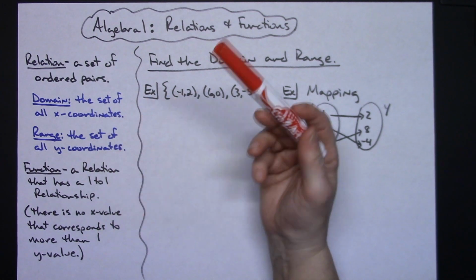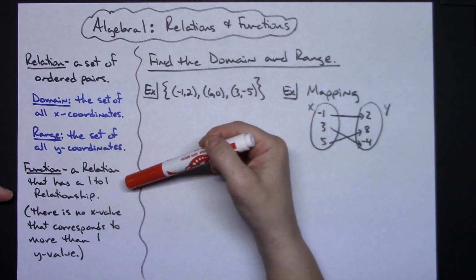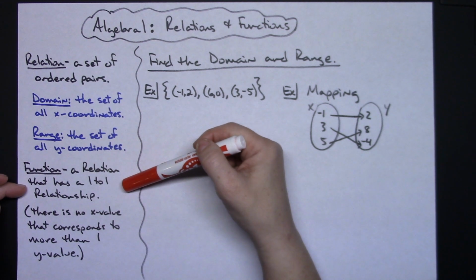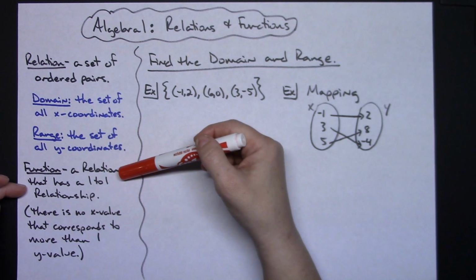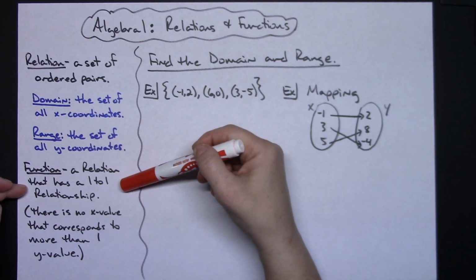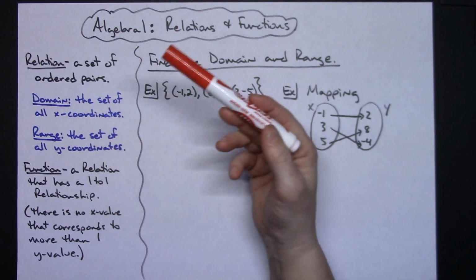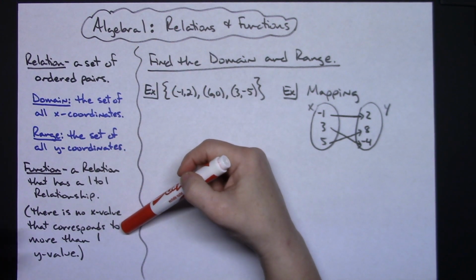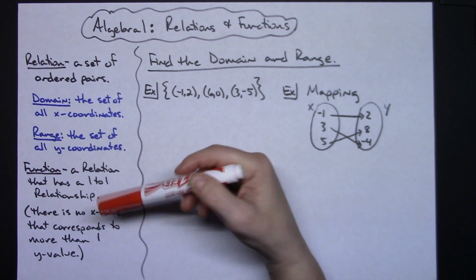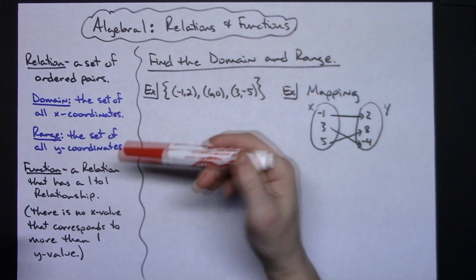Usually, the next thing that follows right after that is the definition of a function. A function is a relation that has a one-to-one relationship. Translating that into something that makes a little bit more sense: there is no x value that corresponds to more than one y value. So every x is paired with one and only one y value.